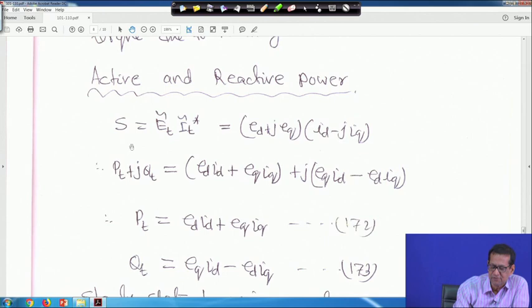Therefore, S is actually Pt plus jQt, because it is E I conjugate. If you multiply it, it will be Ed Id plus Eq Iq plus j(Eq Id minus Ed Iq). Now, you separate the real and imaginary parts. So, Pt will be Ed Id plus Eq Iq and Qt will be Eq Id minus Ed Iq. This is equation 172, this is equation 173, right.